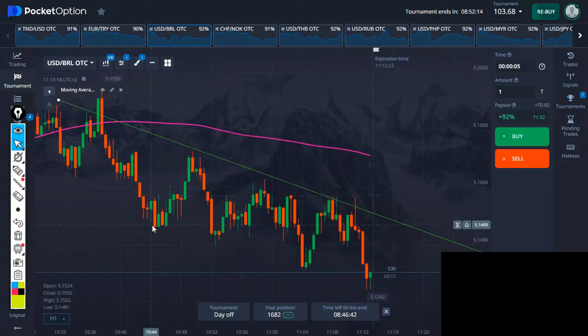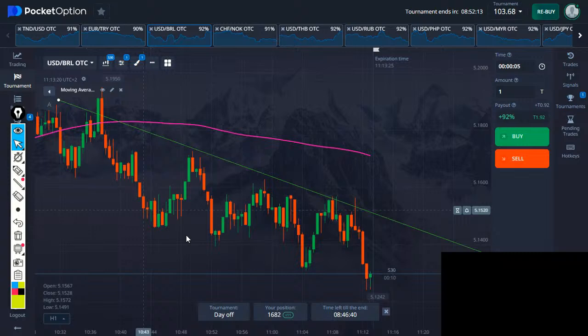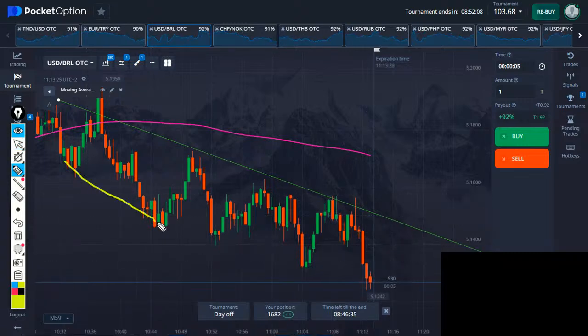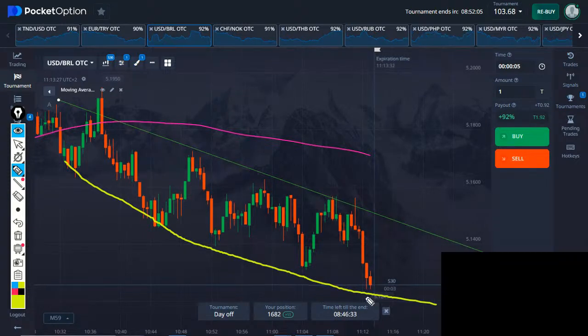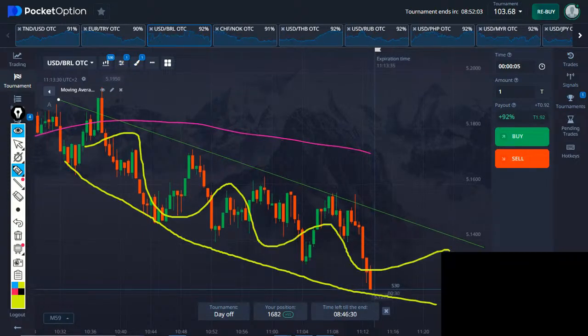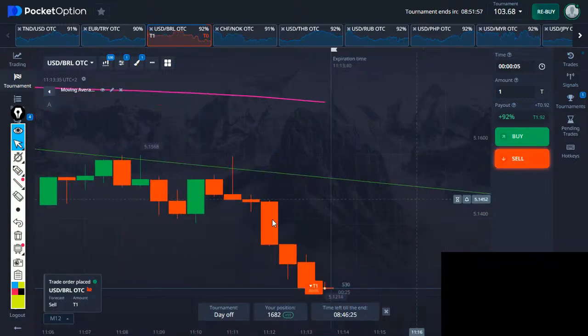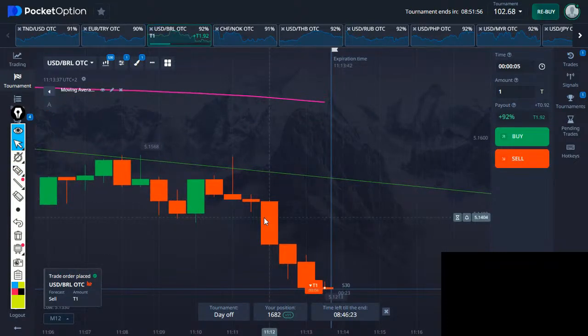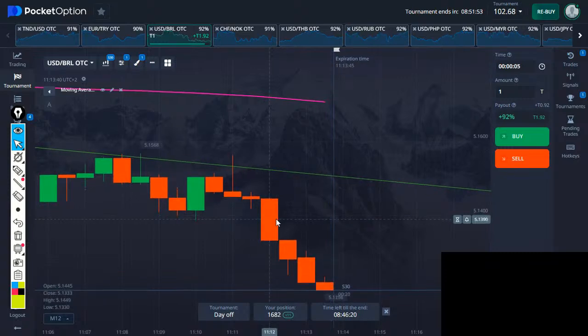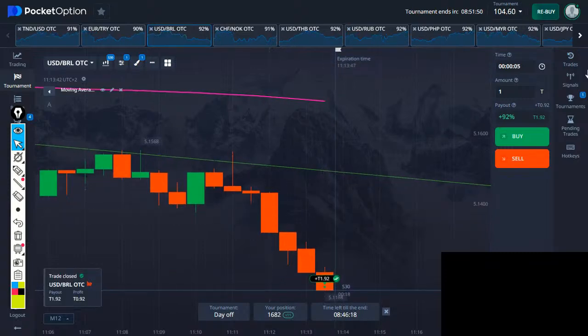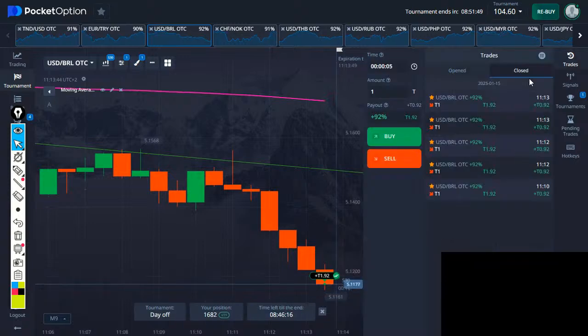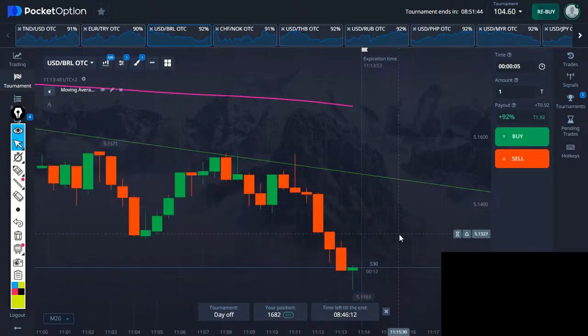So we might see a rejection over here from this point. Look at this. See that? Common rejection point. So the pair is moving in a channel like situation. However, we might see a break to the downside as well. Let's see. We have red. Go for a sell. Fantastic. Five back-to-back wins. Beautiful.